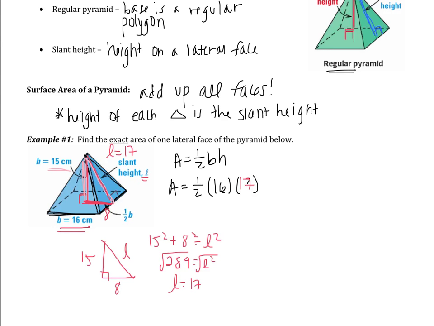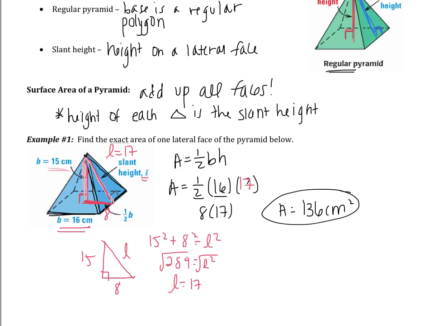So now to finish out finding the area of each lateral face, half of 16 is going to be 8, so it's going to be 8 times 17. So the area of one triangle ends up being 136 centimeters squared. Now, again, that's not the surface area. That's the area of one triangle.